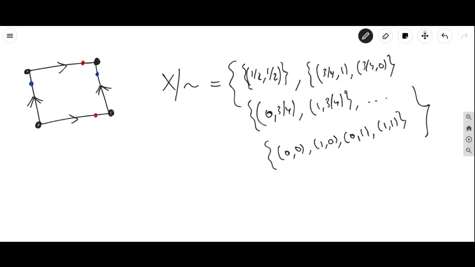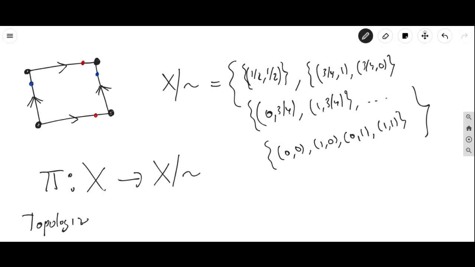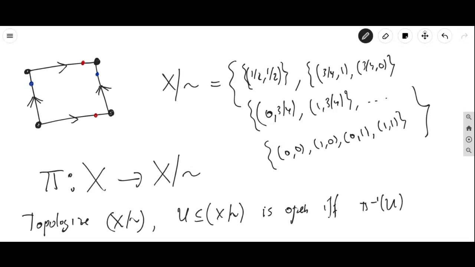So this is your space, and you have a mapping from X into this space where every point is sent to its equivalence class, and then you topologize the quotient by saying that a set of equivalence classes is open if and only if, when you pull it back by the projection map, it's open in X. So that's what this quotient is.